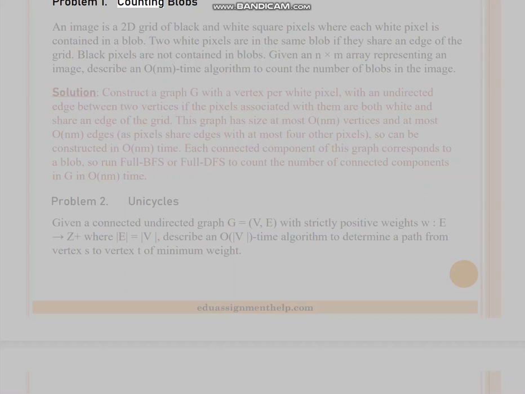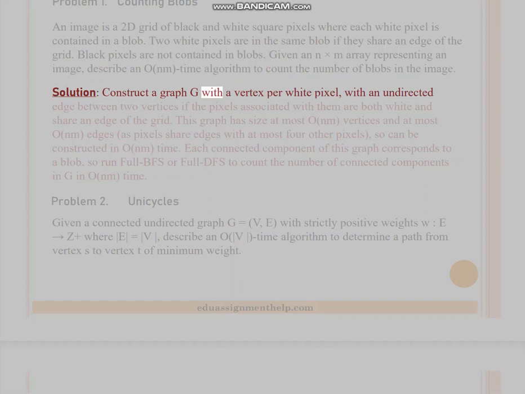Problem 1. Counting blobs. An image is a 2D grid of black and white square pixels where each white pixel is contained in a blob. Two white pixels are in the same blob if they share an edge of the grid. Black pixels are not contained in blobs. Given an n times m array representing an image, describe an O(nm) time algorithm to count the number of blobs in the image.